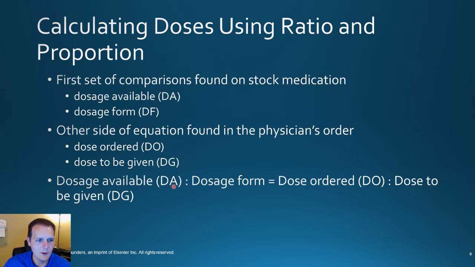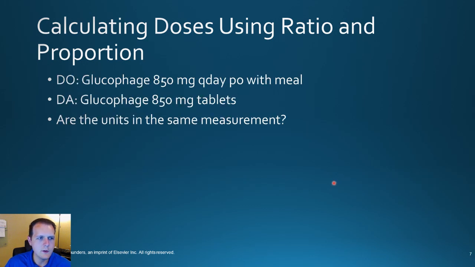To look at it as a ratio, you can see the dosage available to the dosage form, DF, equal to the dose ordered to the dose to be given. So let's do an example of this. Let's look at the medication glucophage or metformin. This is a drug we use for diabetes pretty frequently. The dose ordered is 850 milligrams q-day by mouth with meal, and the dosage available to us is a glucophage 850 milligram tablet.